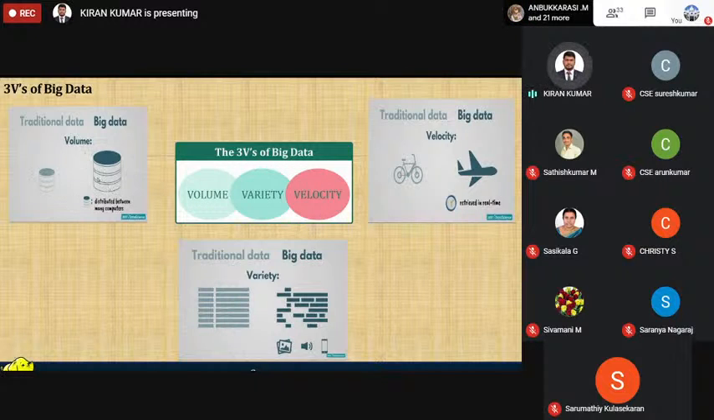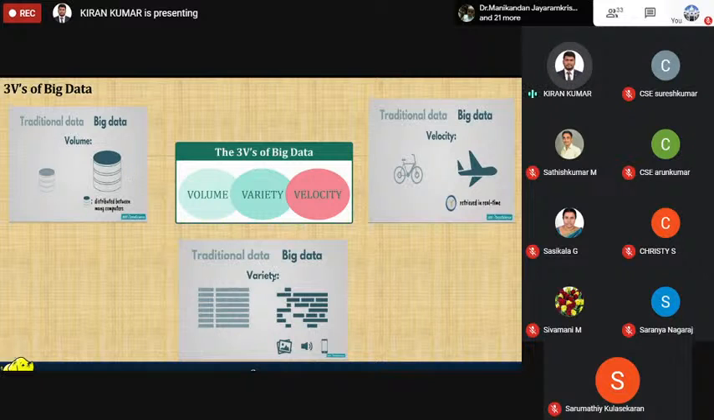The first example explains that to store our traditional data, the day-to-day transactions, the required amount of storage is very less. But as we understood, big data generates a huge amount of data, so there should be some technology to store it. We need a storage space, which we call a data warehouse, or servers. So we need some space to store a huge amount of data. That is with respect to volume.